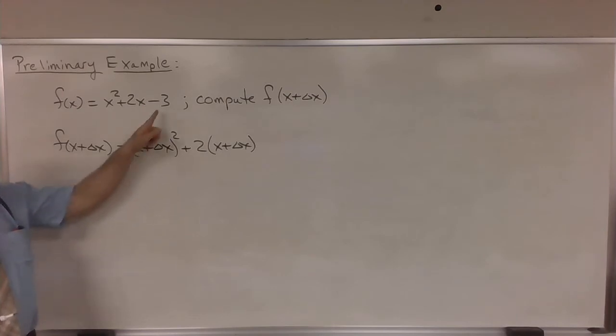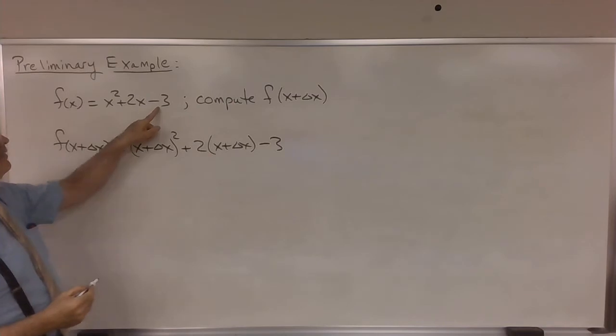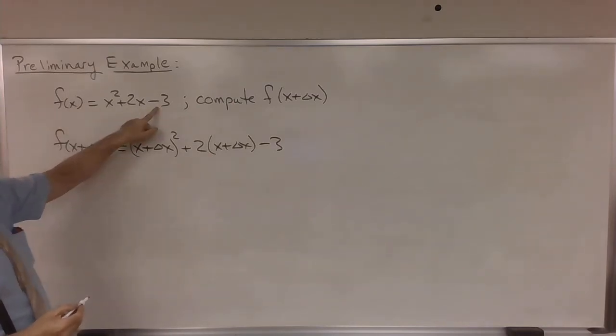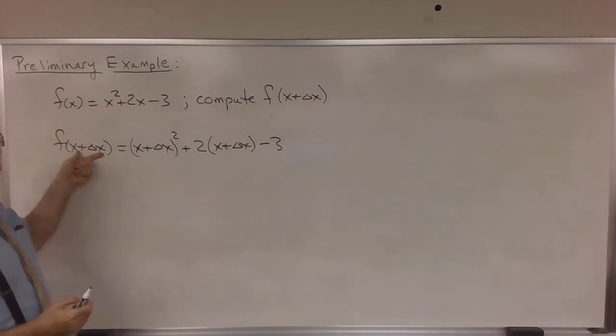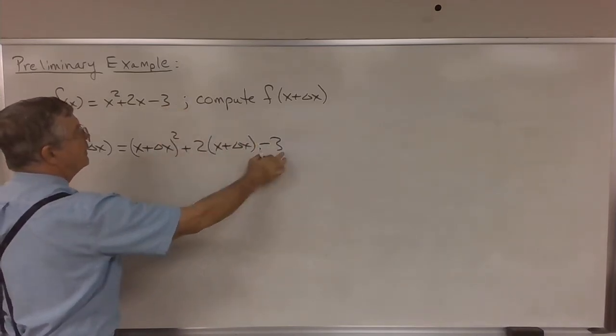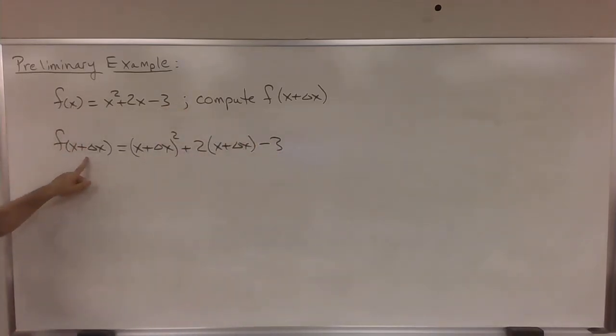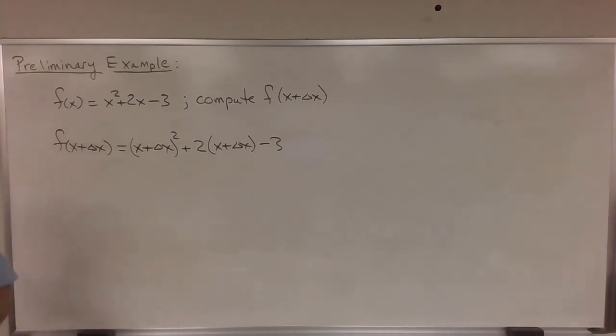And up in my model, I also have minus 3. And this has nothing to do with x. So I don't have to worry about letting x plus delta x play the role of x here. There is no x here. So this is f of x plus delta x. And notice, every place I see an x up here in my model, I put an x plus delta x down here. That's exactly how we do this exercise.